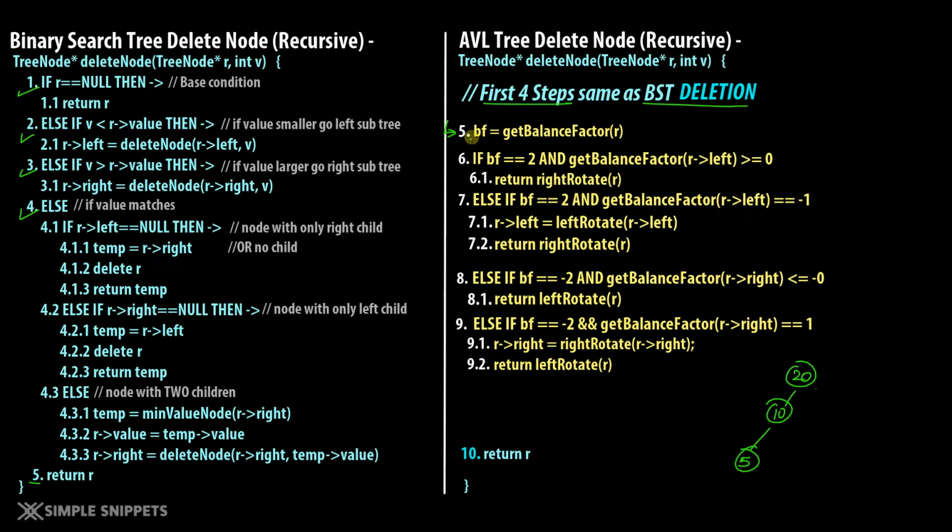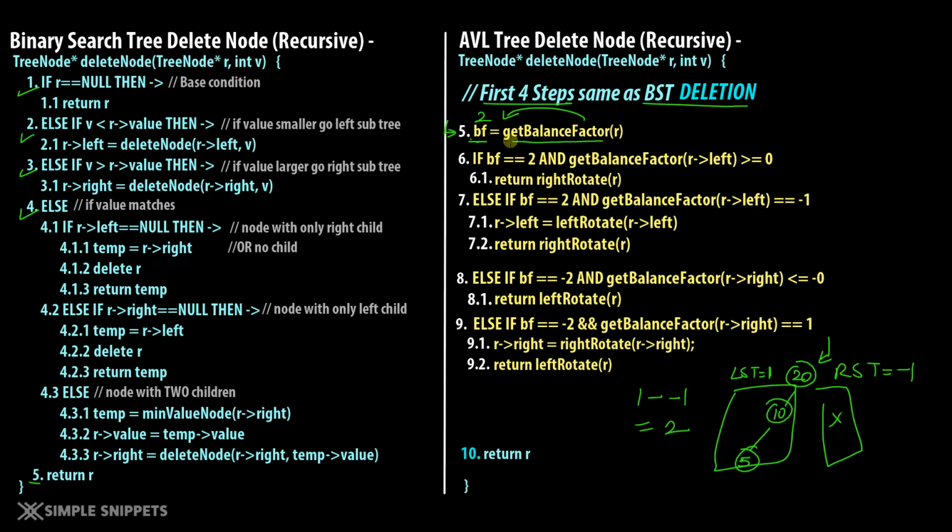So step 5 is where we get the balance factor. So this variable bf will hold the balance factor value, and this get balance factor is nothing but a function which we will have to write, and that would give us the balance factor of the current tree. So this R is nothing but this root node that we will pass, and you can clearly see that this is imbalanced, right? So this will give 2 as the balance factor in this scenario, because if you calculate the balance factor of this tree, this is the left subtree LST, whose height is going to be equal to 1, and for the right subtree we have nothing, so the RST is going to be equal to -1. So 1 minus -1 is going to give us 2.